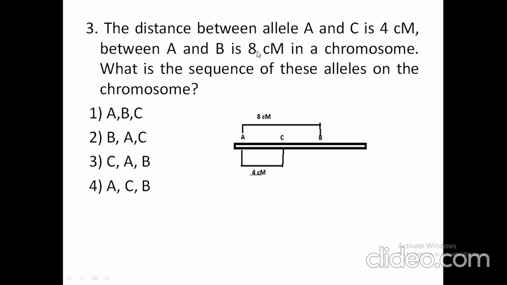Now based on this data, we can place these genes on a chromosome. Say for example, this is a chromosome. We have to consider the distance between the genes. A and B, the distance is more compared to A and C. So A and B 8 centimorgans, A and C 4 centimorgans. It means A and B are far away compared to A and C. So just place A and B here, with 8 centimorgans between the two genes, and between A and C, 4 centimorgans. Hence the answer is A, C, and B.